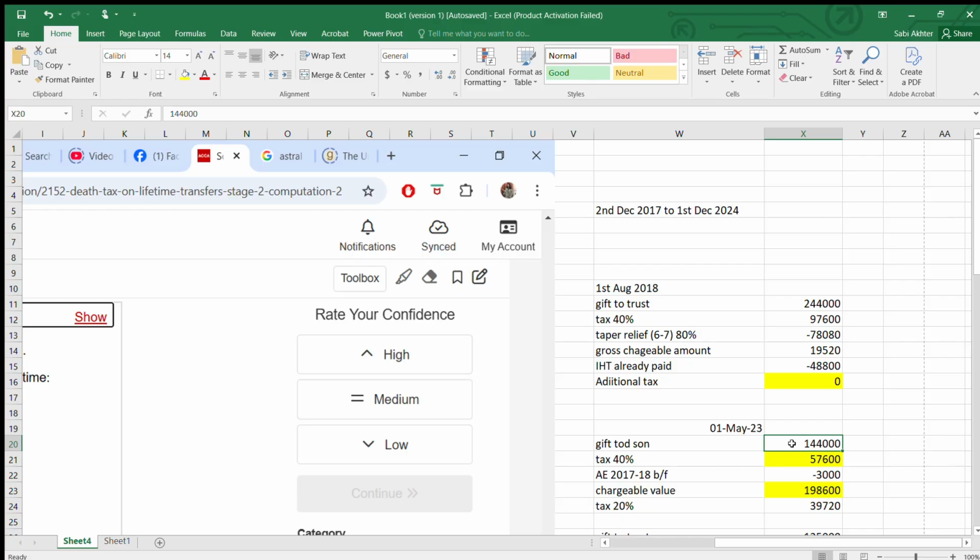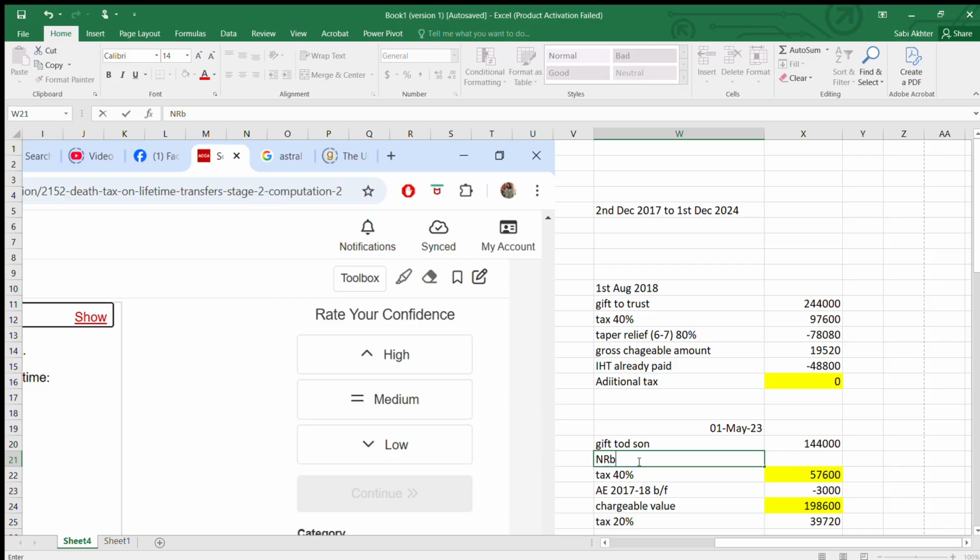Now you have to see whether any NRB is remaining. Yes, this 244, because this falls within 7 years. If you go back 7 years from 2023, here the nil rate band is 325,000 on death, minus the 81,000 that you have already utilized. So 81,000 you can deduct.